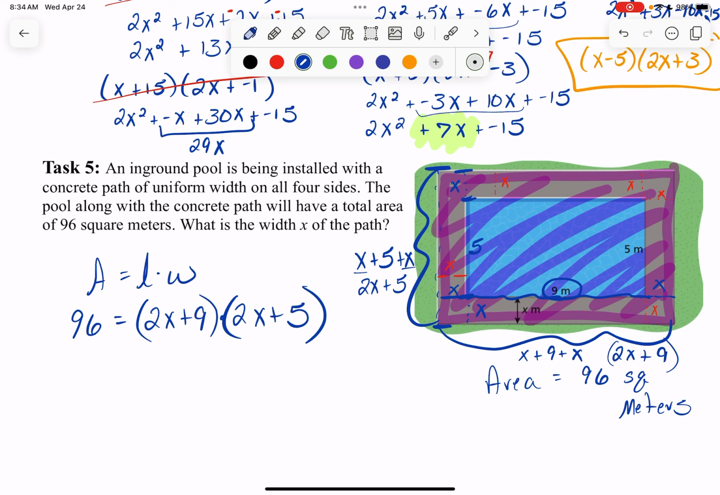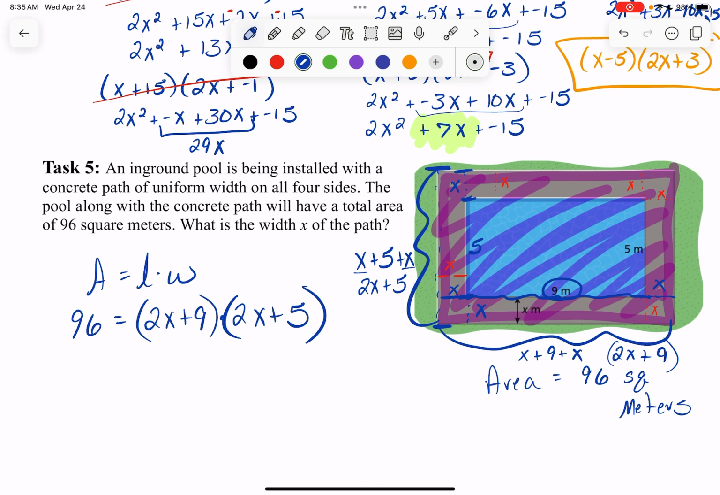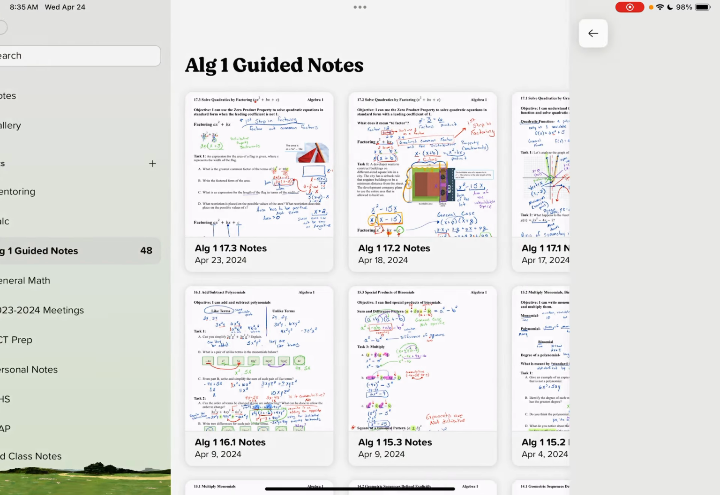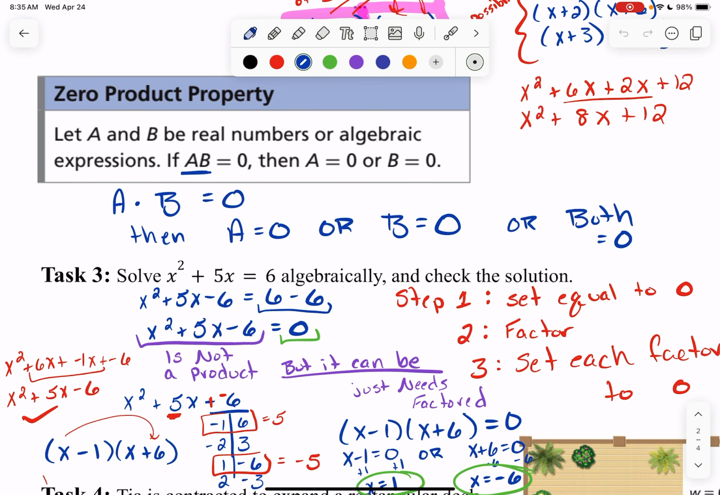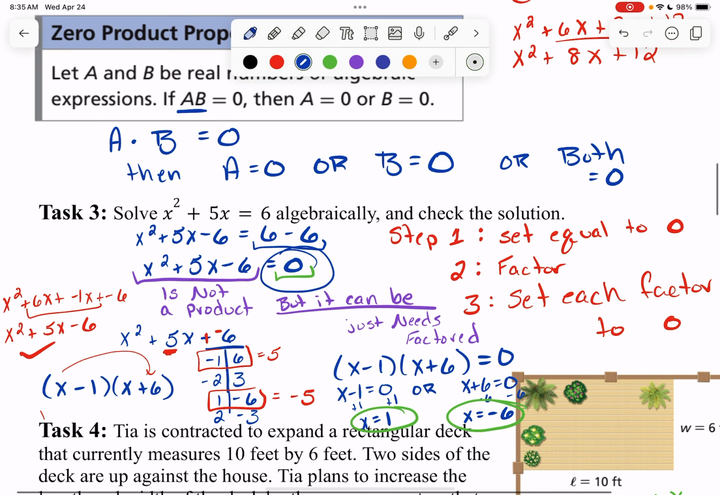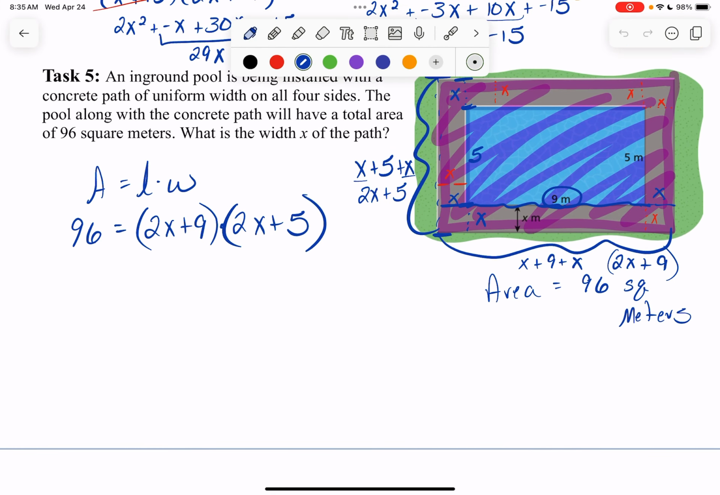And I need to figure out what the x is, because if I knew x, then I would know the width of the path. So this might look factored. Well, this kind of is factored, but it equals 96. For me to apply my solving methods again from the last section, to use the zero product property, it has to be equal to 0. So I'm going to need to set this equal to 0. To do that, I'm going to need to distribute this guy out and then move that 96. So let's distribute this guy out.